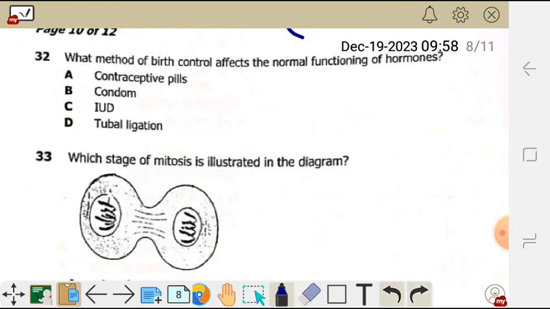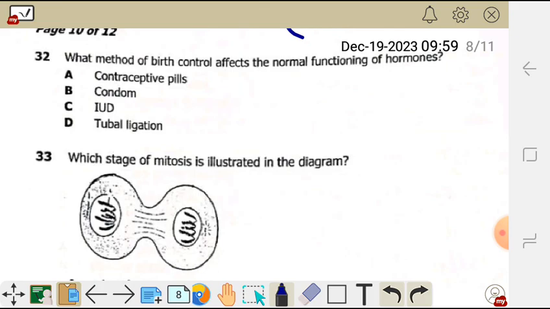The one which affects the hormones here are the contraceptive pills. They work on the hormones, reducing the hormones which are involved in ovulation. So ovulation won't take place and then the person won't get pregnant. So the ones which affect normal function of the hormones are contraceptives. Correct answer here is A.